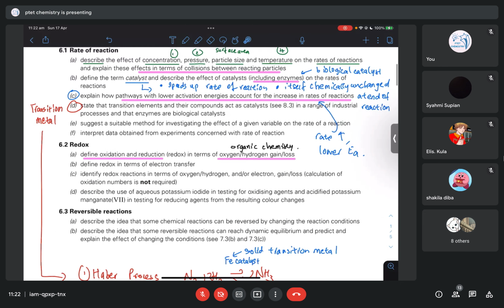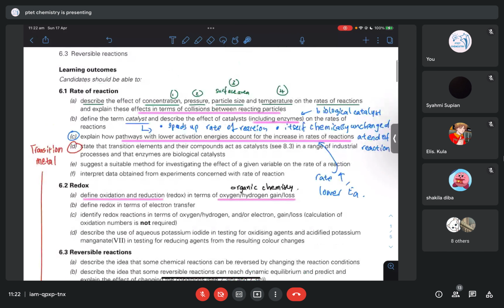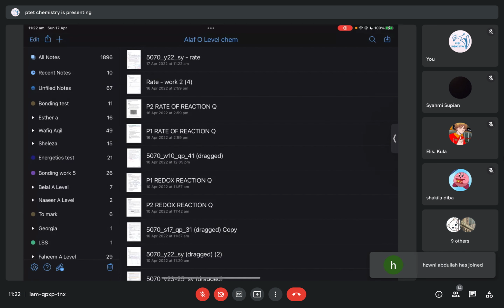Now, I'm not going to talk about E and F in the context of explaining, but we're going to talk about E and F in the context of the questions actually. So that's pretty much it on rate of reactions. What I thought would be quite nice is to actually go through some questions.